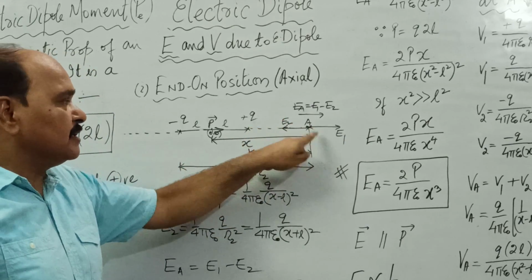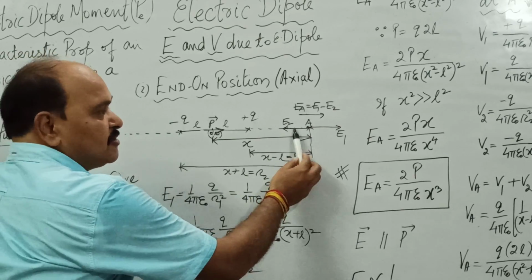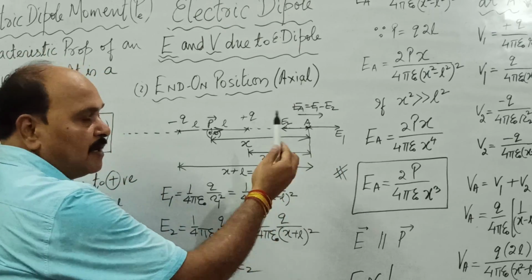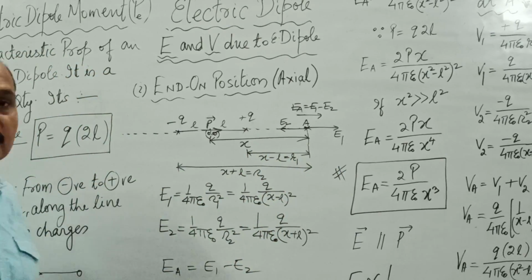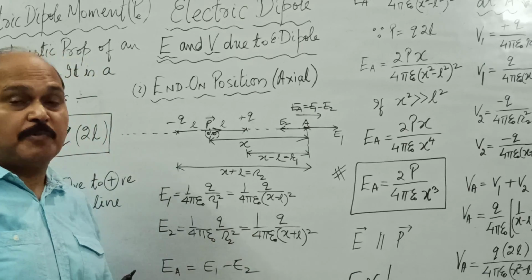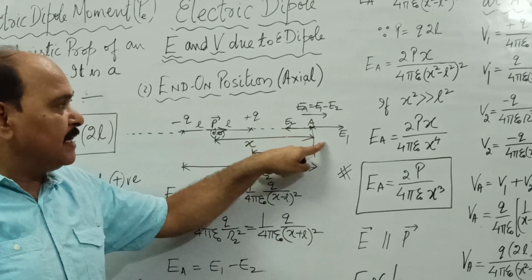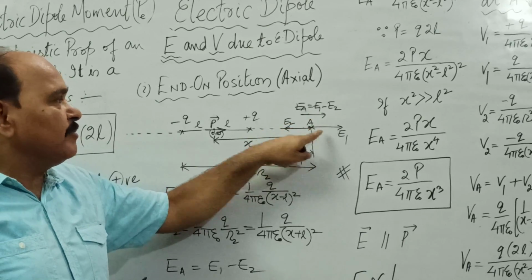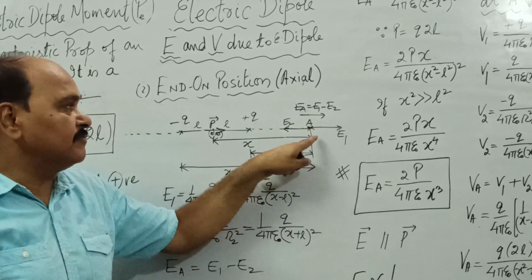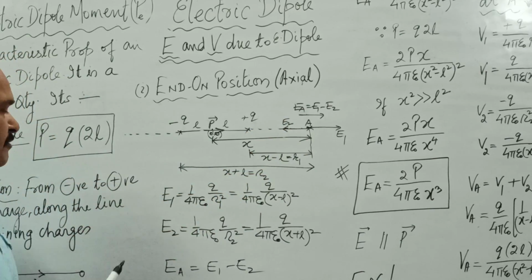Therefore, net field here is going to be the sum of these two anti-parallel vectors, and the sum of two anti-parallel vectors is their simple difference, that is, bigger one minus smaller one. Since E1 is greater than E2, the net field at A is going to be E1 minus E2. This is a vector sum.